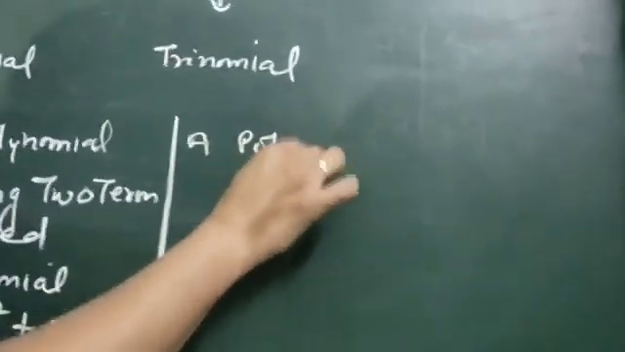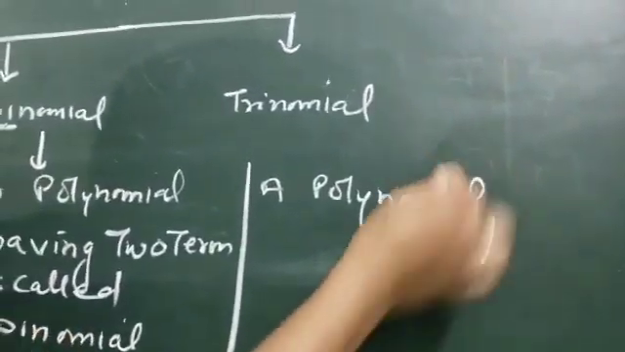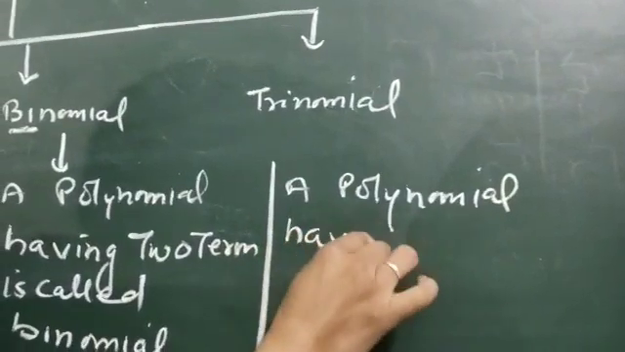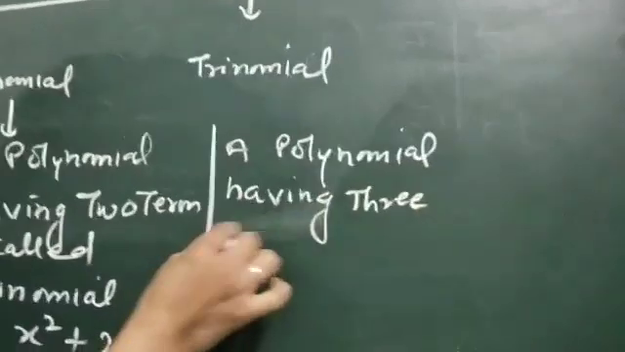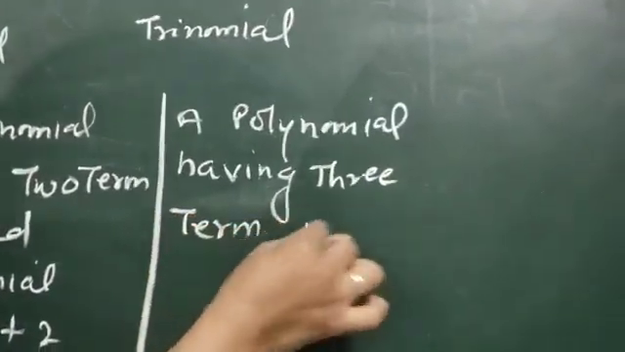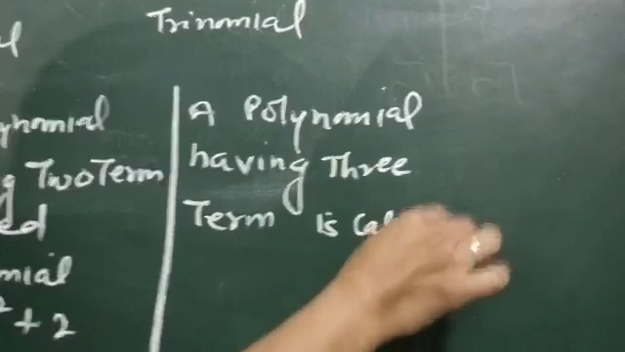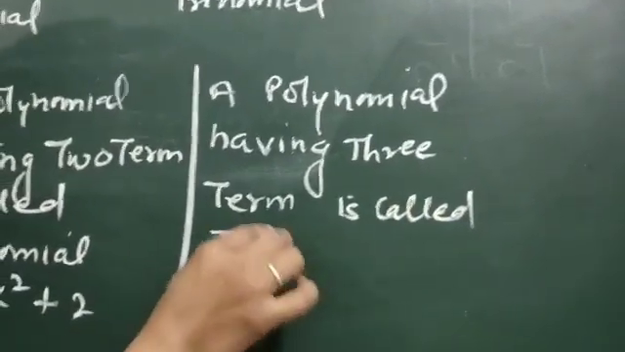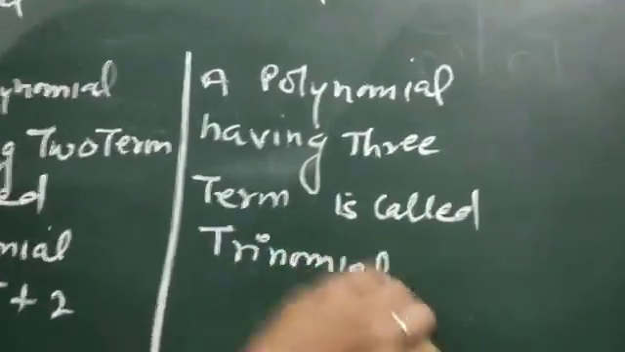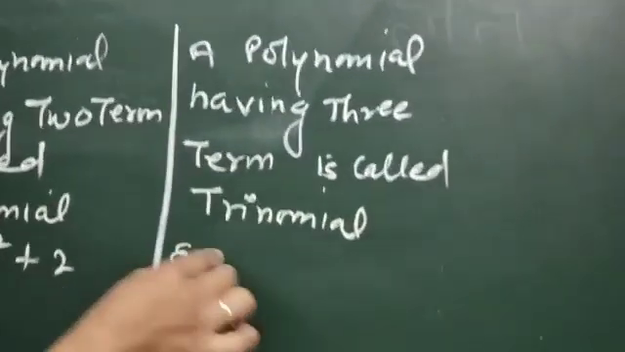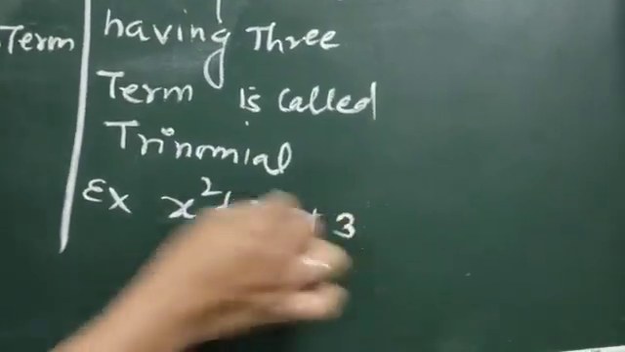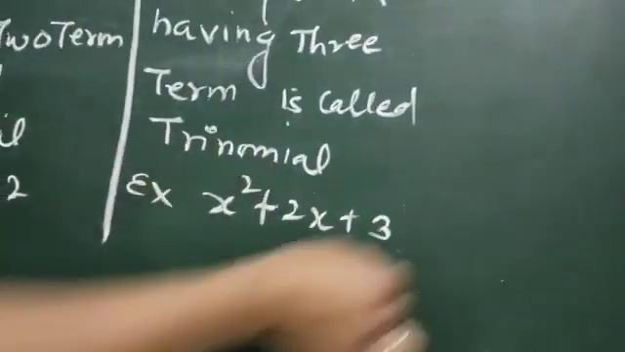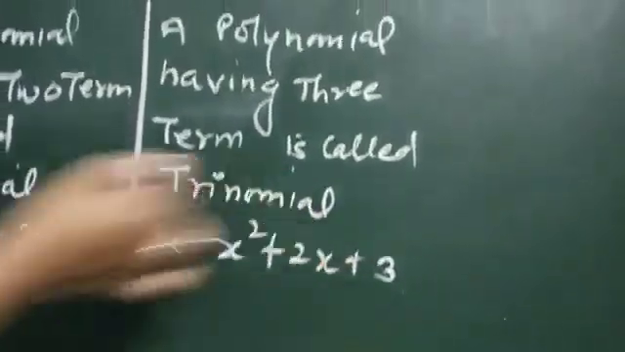A polynomial having three terms is called trinomial. Right? Just take an example of trinomial. We are writing x square plus 2x plus 3. And this polynomial has three terms, that's why it is called a trinomial.